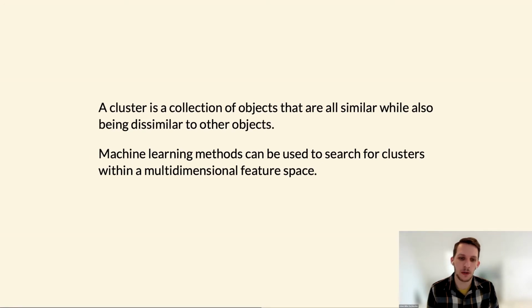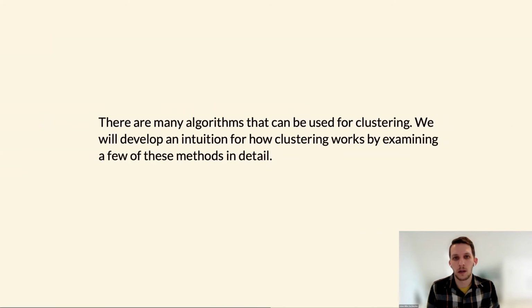There are many, many machine learning methods that can be used to search for clusters within a multidimensional feature space. In fact, there are so many that there's no way I could possibly describe all of them or even a substantial fraction of them during the lecture today. So instead, I'm going to talk about a couple of the very famous algorithms. They are not the most powerful algorithms that are available at this point in time for clustering, but they're very useful to understand both from a historical standpoint and also in terms of developing your intuition for how clustering works.